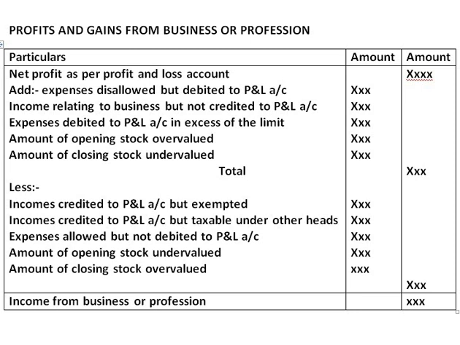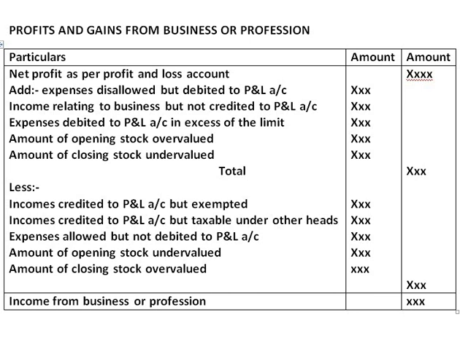After adding all the items, the total is taken, and from this total we have to deduct certain items, and they are incomes credited to P&L account. This is the first item we have to deduct: incomes credited to P&L account but exempted. There are certain incomes which are exempted in nature, but you have credited them to the profit and loss account of the business. So that income has to be deducted because that is not income related to business.